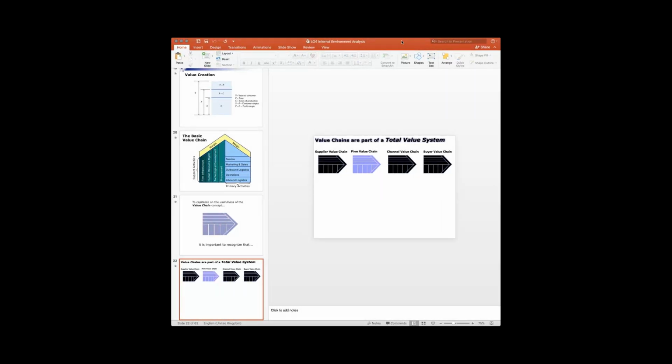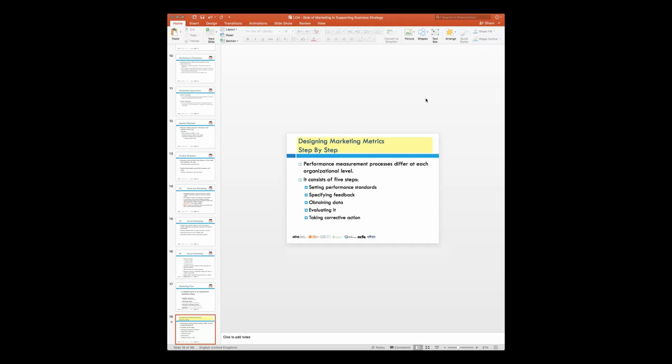I'm going to switch over to the previous presentation that we had, and here I'm going to be looking at some of the tools and techniques which are used to understand how the evaluation of marketing performance happens vis-a-vis the objectives which are set. So designing marketing metrics is one of the key functions and roles of marketing, and what we look at is the performance management processes.